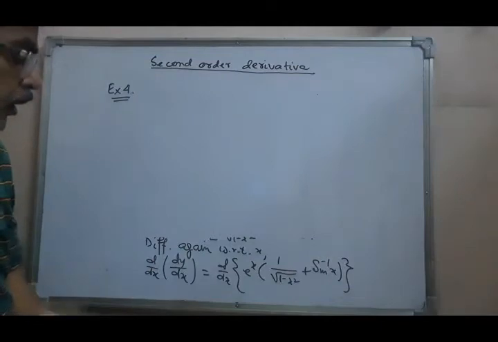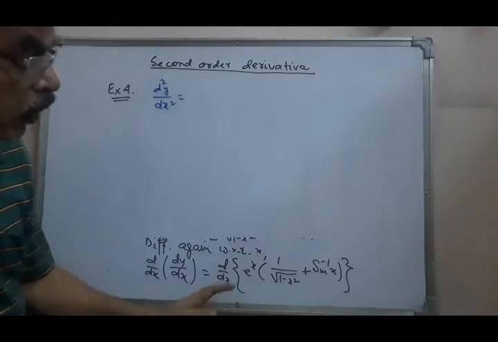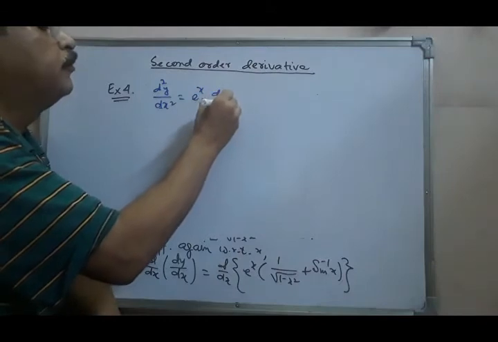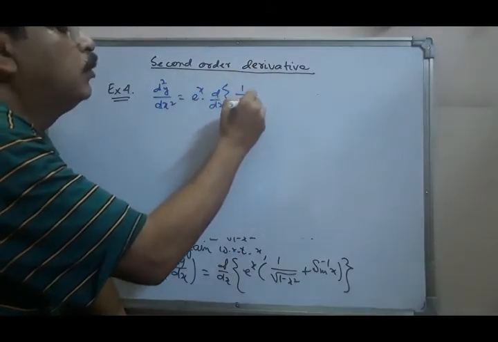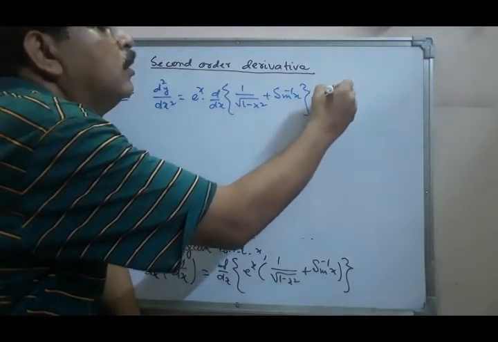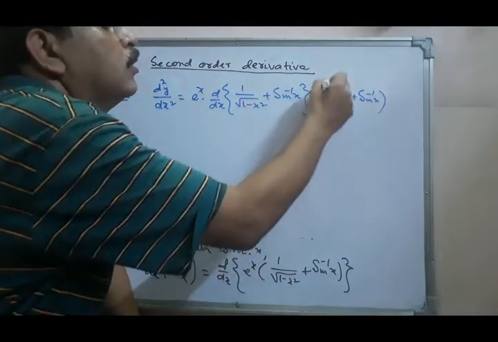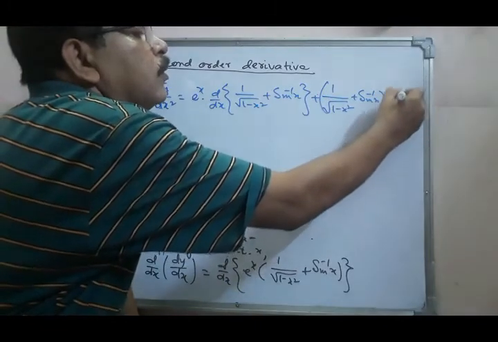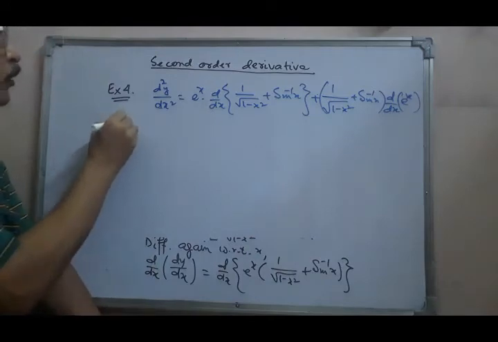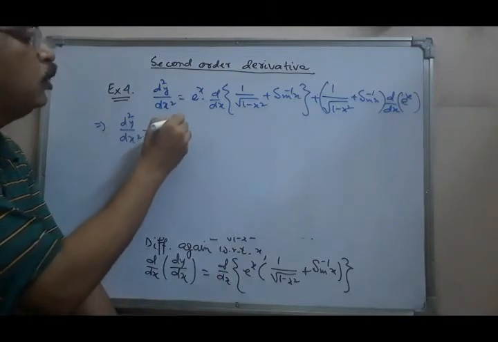So what we'll get finally here, d2y by dx2 equal to, again it is a product function, e to the power x into derivative of 1 by root over 1 minus x square plus sine inverse x, plus 1 by root over 1 minus x square plus sine inverse x into d dx of e to the power x. So what will we get? d2y by dx2 equal to e to the power x.